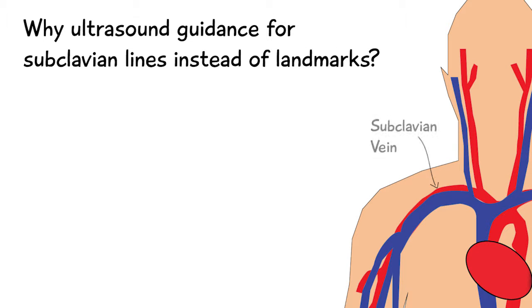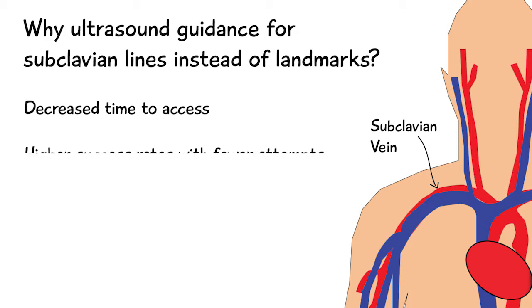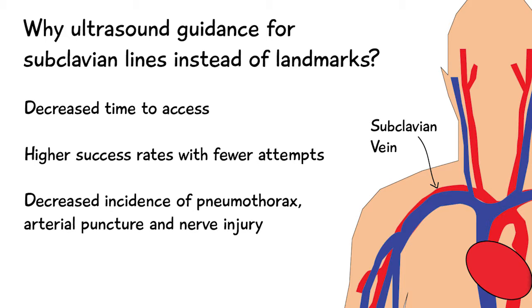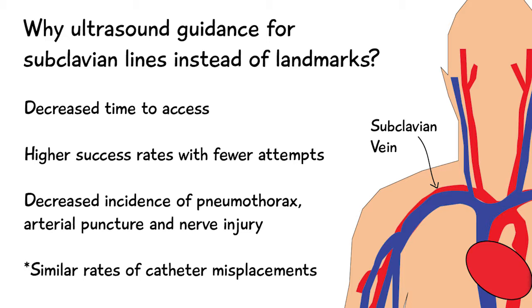Several mostly observational studies have suggested that the use of ultrasound guidance for placement of subclavian lines is associated with decreased time to vessel access, higher success rates with fewer attempts, and decreased incidence of pneumothorax, arterial puncture, and nerve injury. There are also similar rates of catheter misplacements.